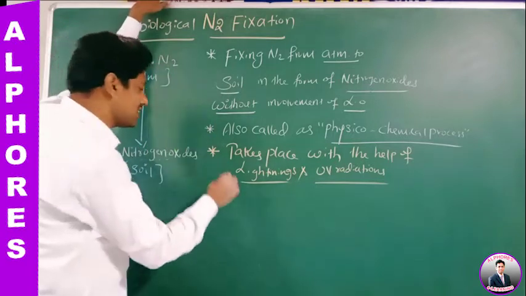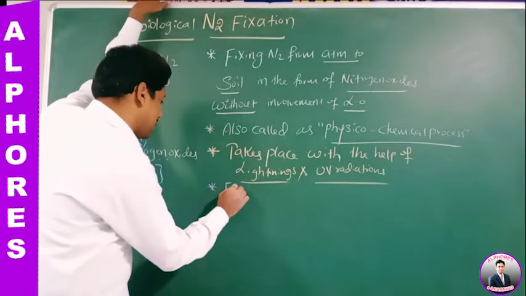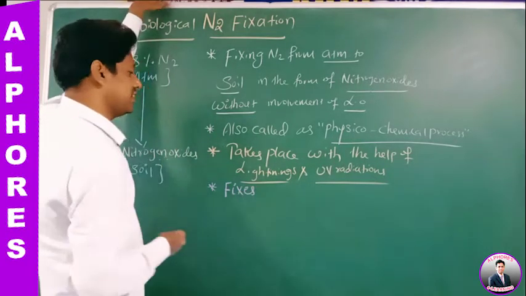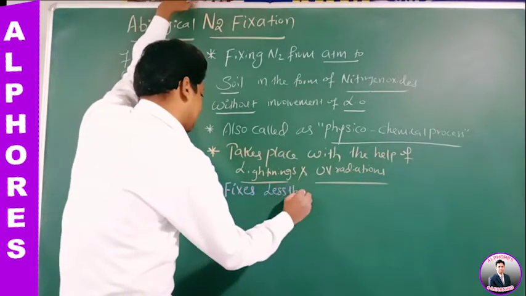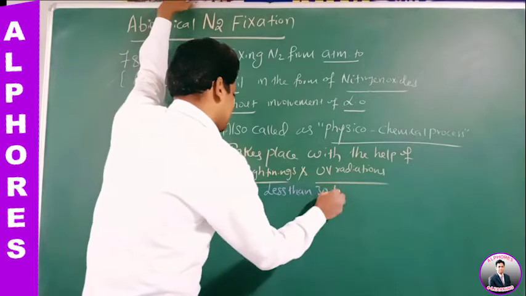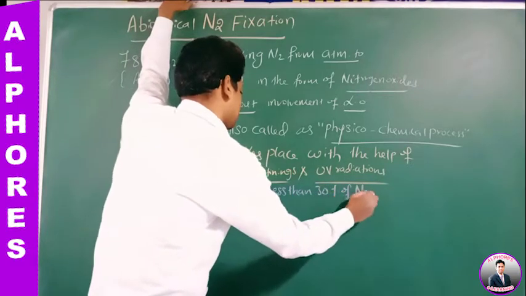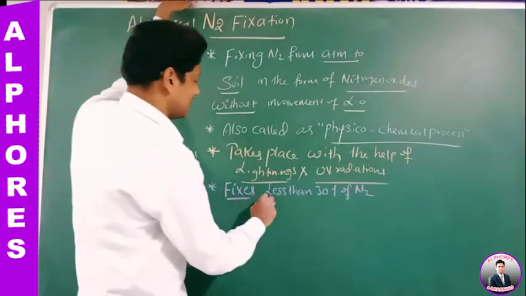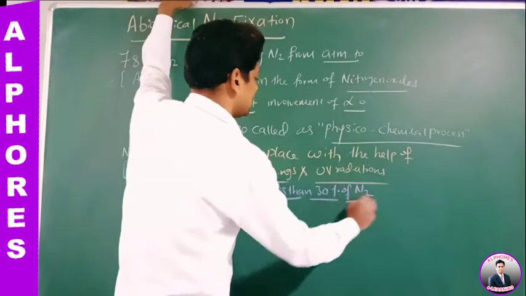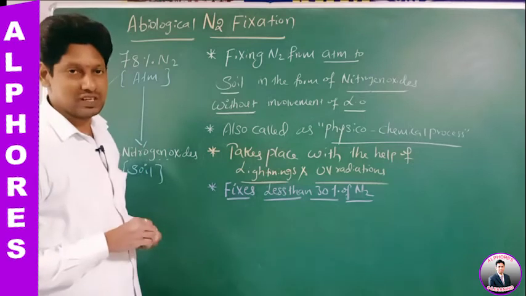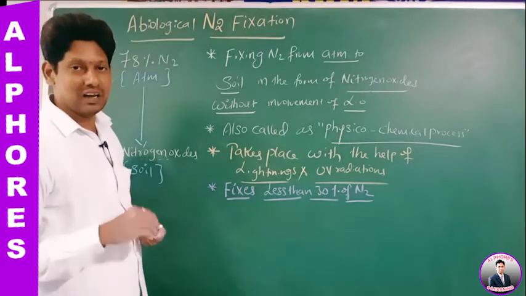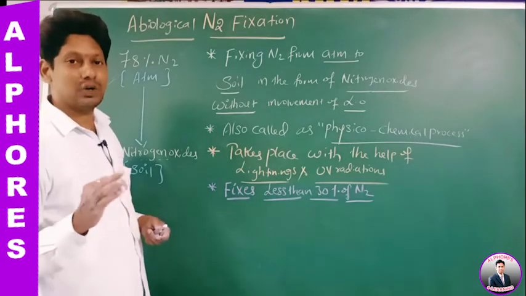Therefore, abiological nitrogen fixation fixes how much? Less than 30% of what? Nitrogen. Therefore, it fixes less than 30% of nitrogen. Which fixation? Abiological nitrogen fixation, that is, abiological industrial nitrogen fixation.